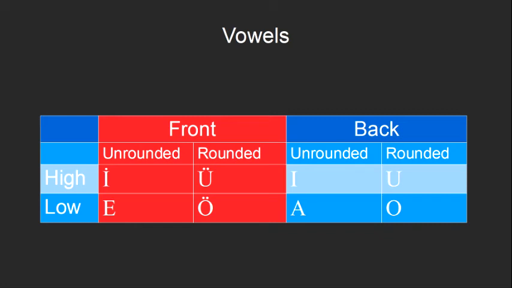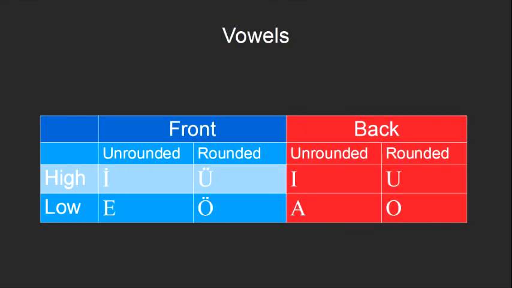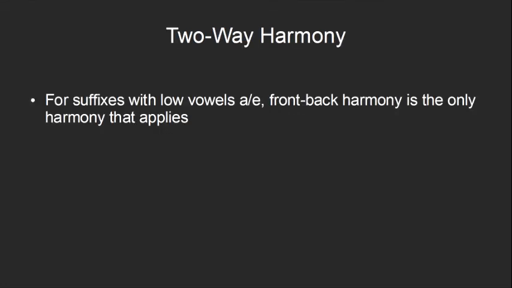If the final vowel in a word is a front vowel, then any suffixes added to it must contain front vowels as well. If the last vowel is a back vowel, then any suffixes added must contain back vowels. For suffixes containing the low vowels a or e, this is the only type of harmony that applies. This gives all of these suffixes 2 forms, front and back, so this is called two-way harmony.